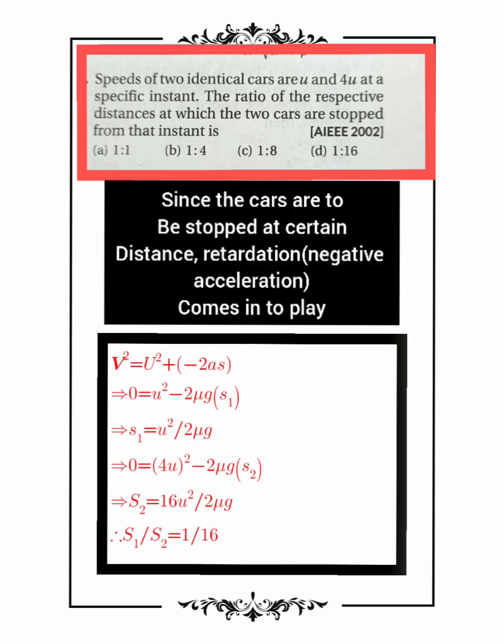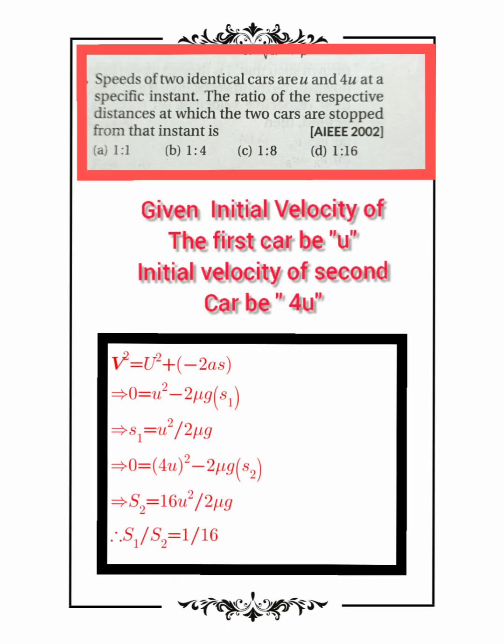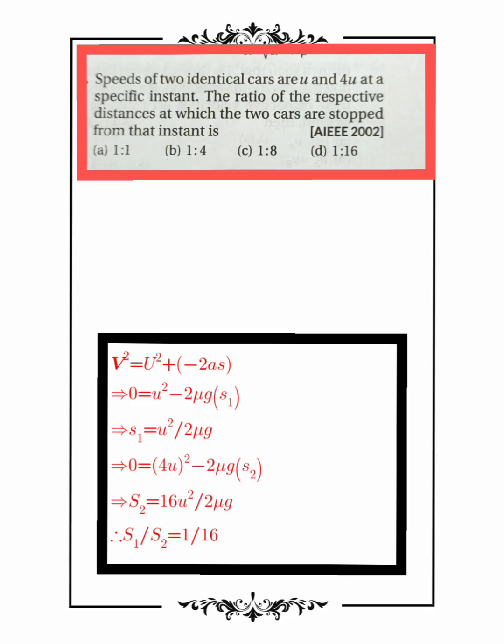Since the cars are to be stopped at a particular distance, retardation or negative acceleration comes into play. We are using the formula v square is equal to u square plus 2as, but the negative acceleration means minus 2as. Final velocity is 0, therefore 0 is equal to u square minus 2 mu g into s1. S1 is equal to u square by 2 mu g.